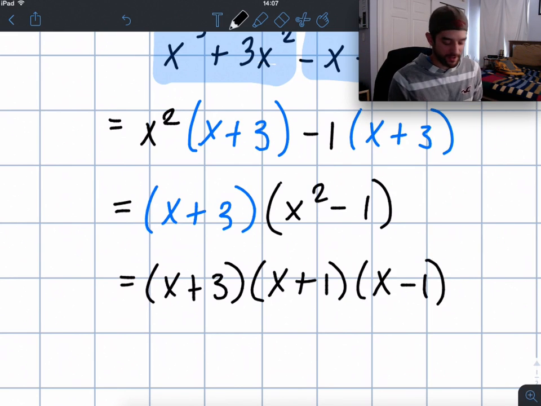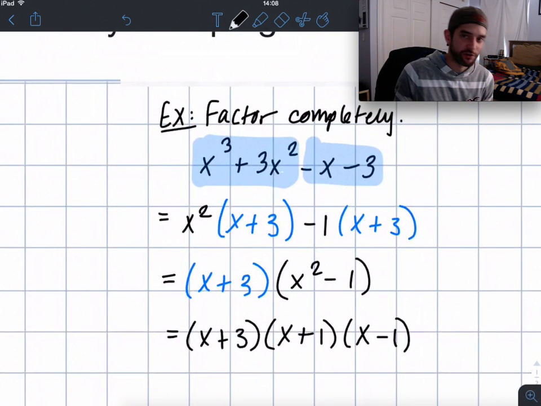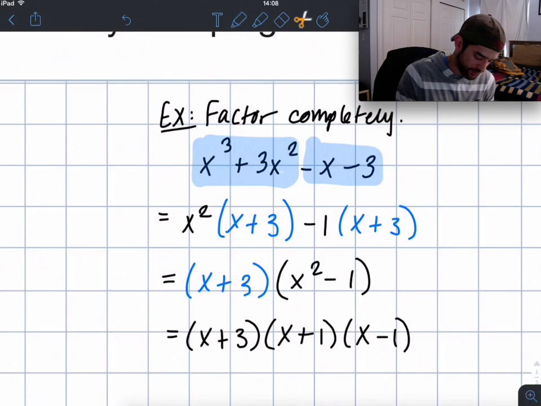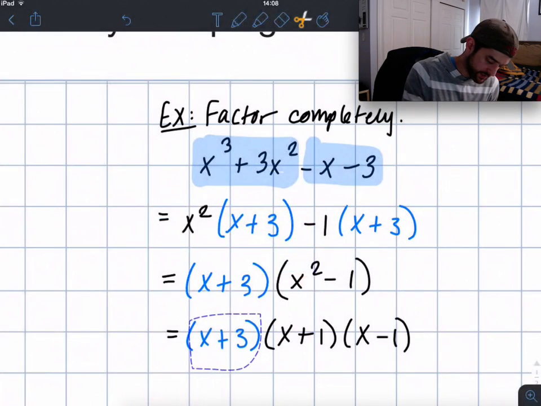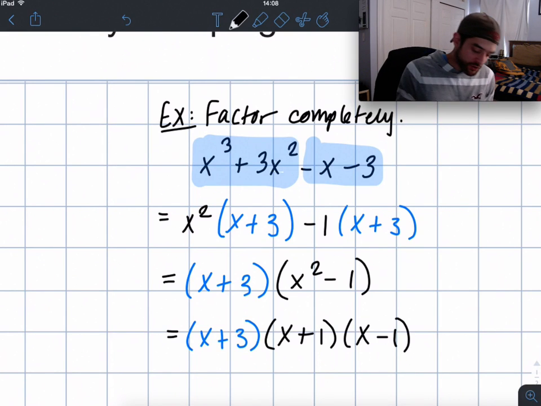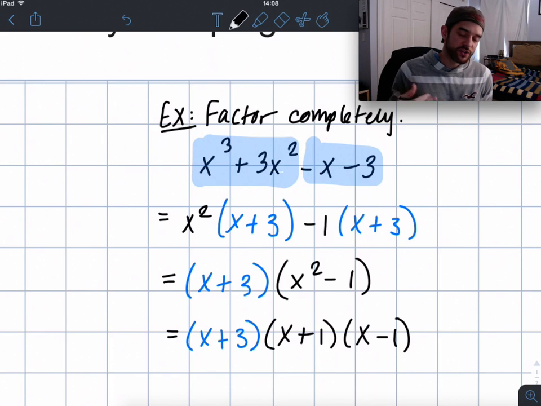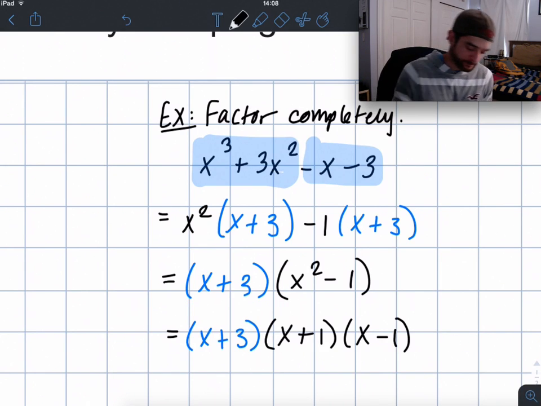So be careful that when you're done, look and see if you have a difference of two squares left over. If you do, you can keep factoring until you are done. And that's why the directions say factor completely, because they want to make sure that you just always look at what you have left to see if it can be factored any further. And that's that one. And as you can see, when you get to solving polynomials, having these three terms set equal to 0 makes finding the solutions for that very easy.